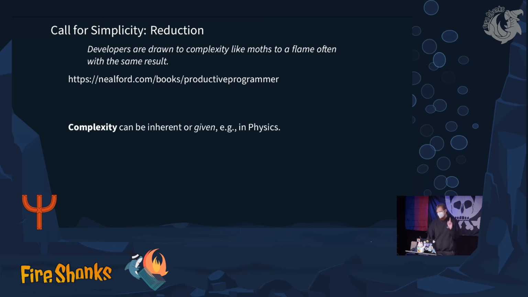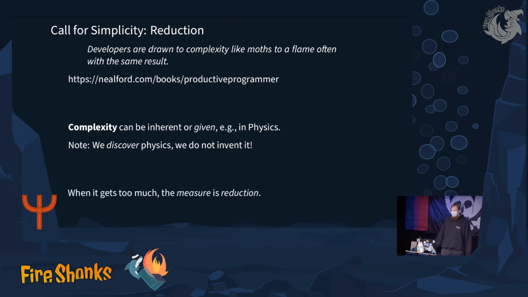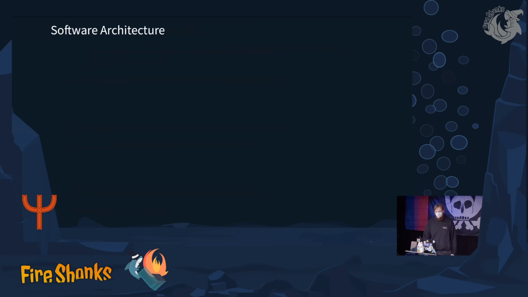Complexity can also be inherent or given, for example, just like in physics. We are discovering physics. It's not something we're inventing. We just discover it the way it is. Maybe we're looking at it in different ways, but essentially that's just how it is, and we have to accept this complexity. And once it gets too much, we have to start reducing. The opposite that we want to reach is simplicity.